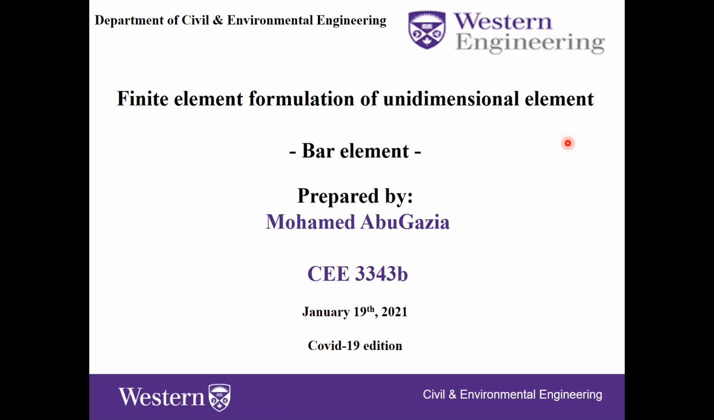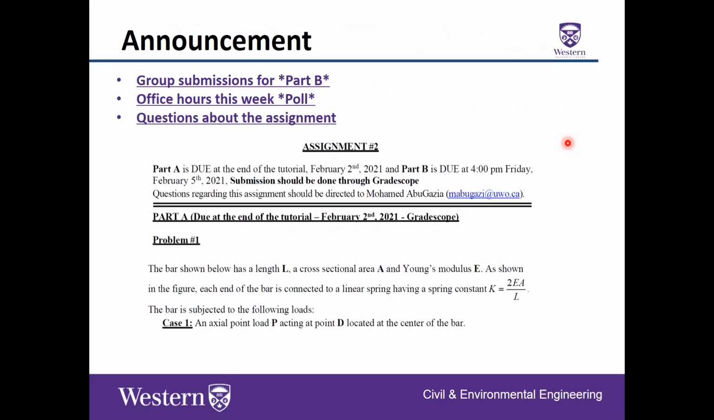Okay, so before we start, there are a few announcements. We decided that you are allowed to submit part B of the assignment as group submissions. That means you can work with your friends within your group, and you can submit one assignment for all of you. If you are five students in one group, you can ask each other even after the tutorial for part B, and you can submit only one assignment for all of you. That's okay.